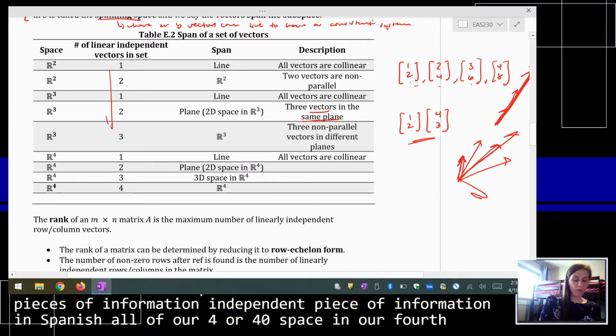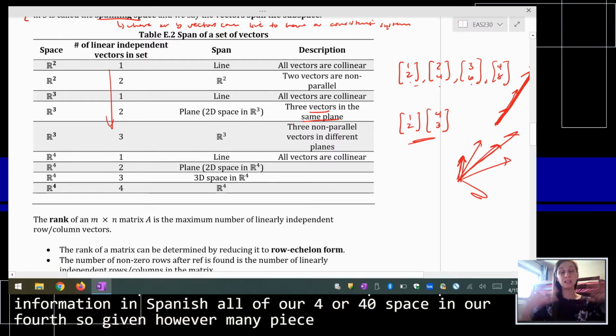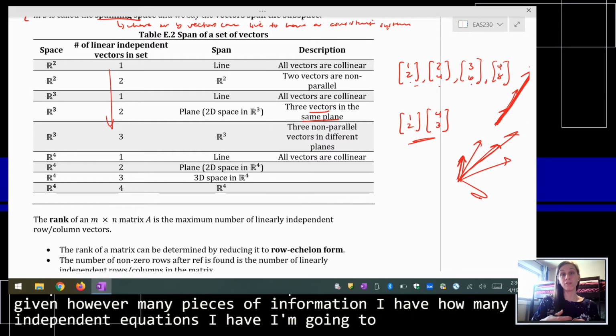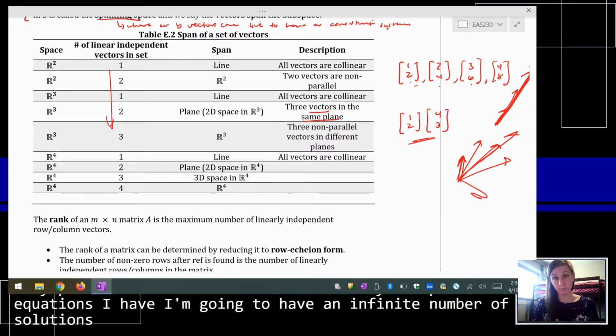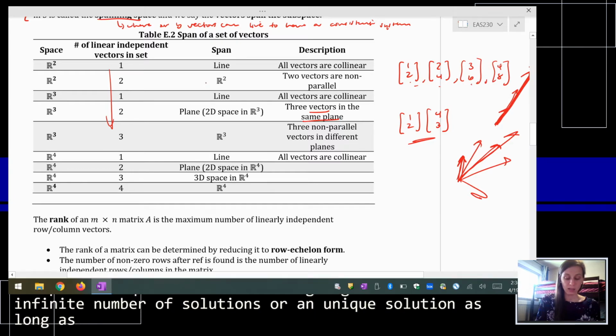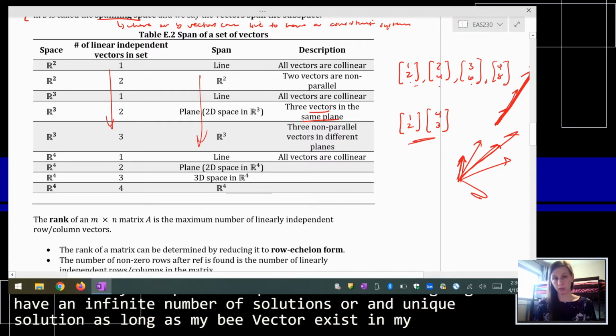So given however many pieces of information I have, how many independent equations I have, I'm going to have an infinite number of solutions or a unique solution as long as my B vector exists in my span.